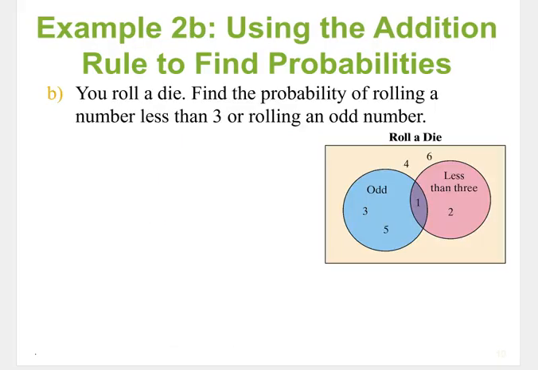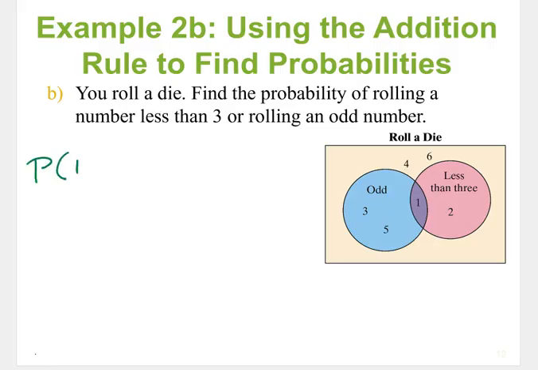All right, if you roll the die, find the probability of rolling a number less than 3 or rolling an odd number. So again, the odd numbers are 1, 3, and 5. Numbers less than 3 are 1 and 2. And then we have 4 and 6 that are outside that because they don't fit into either category. But notice we do have some overlap. So these events are not mutually exclusive because the 1 is both odd and less than 3. So we have to use the longer version.